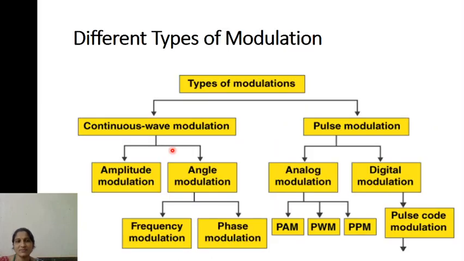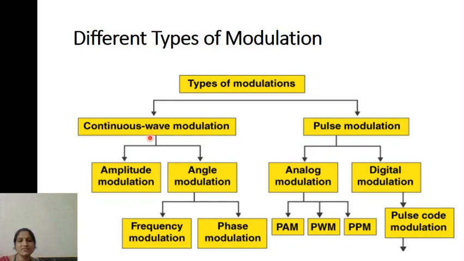The types of modulation: there are two different types, continuous wave modulation and pulse modulation. From the name itself you can say that in continuous wave modulation the wave used is of continuous form, so the carrier wave is a sine wave, whereas in pulse modulation the carrier wave is a pulse waveform. So here you use the carrier as a pulse signal, and there you use the carrier as a continuous signal.